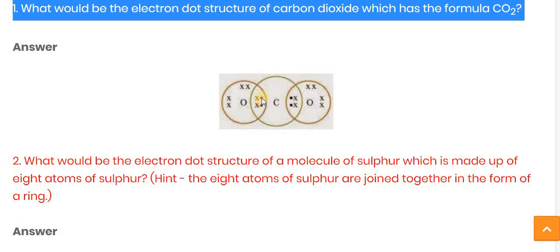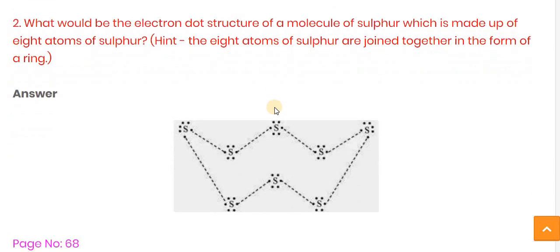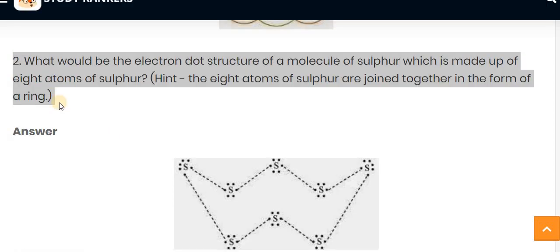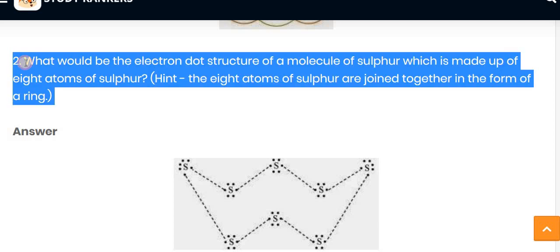By the sharing of these 2 electrons, and the oxygen also shares 2 electrons, both the atoms satisfy their outer orbit, and this kind of structure is known as a covalent bond. The bond formed in CO2 is considered a covalent bond. Now let's move further. Now let's see question number 2.